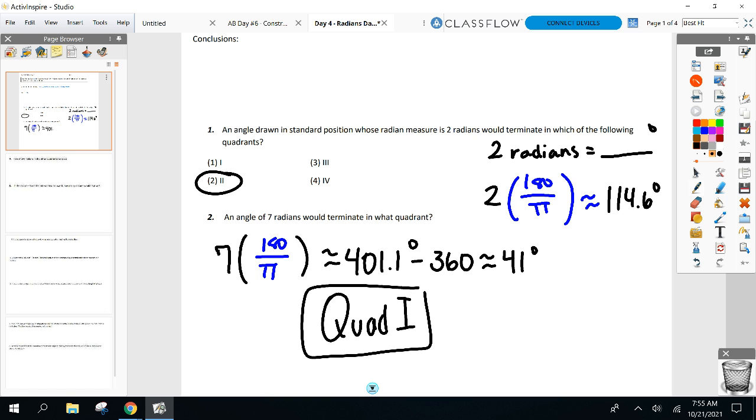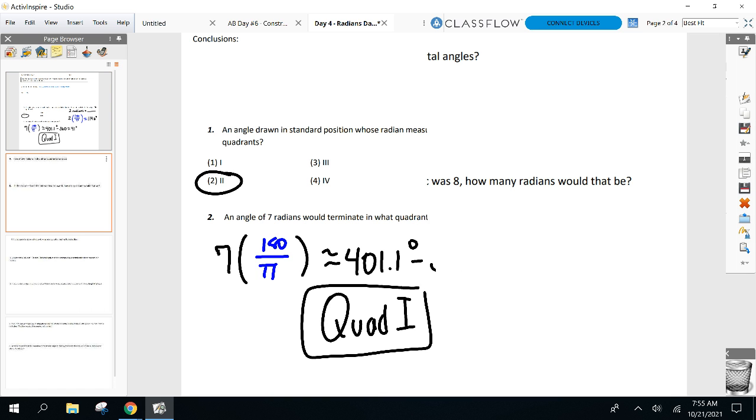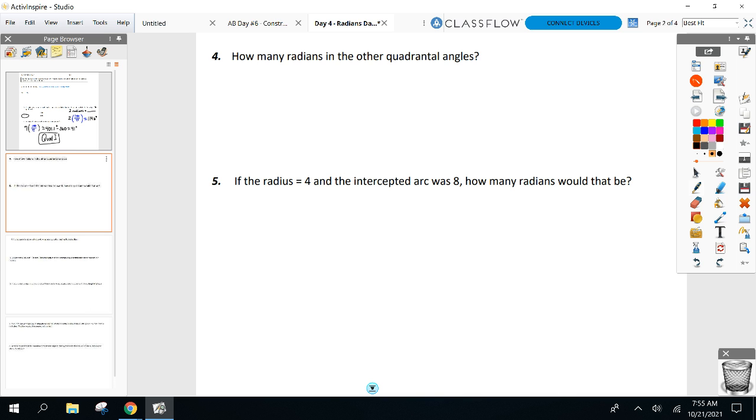Questions, comments? Okay, next up. Here's what I want to start getting comfortable with. How many radians in the quadrantal angles? What do I mean by quadrantal angles again? Anybody remember that vocabulary term? Quadrantal angles. Jeremy, go. 90 degrees, 180. Where do they land? Those are quadrantal angles, but where do they land to make it a quadrantal angle? On the axes. They're not in a quadrant, they're on the axes.